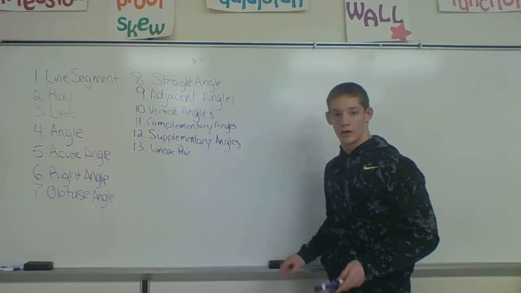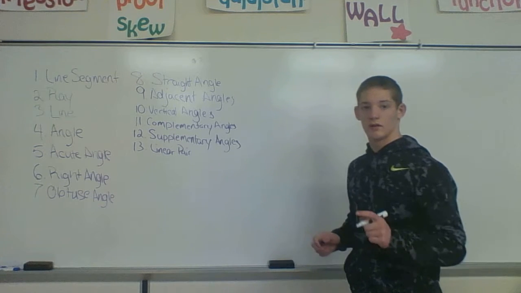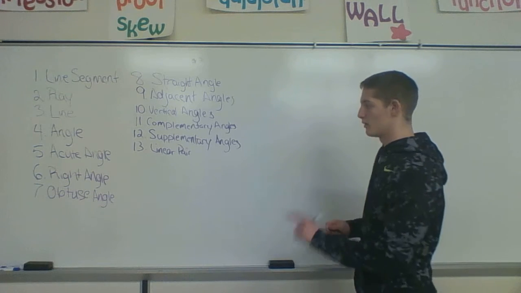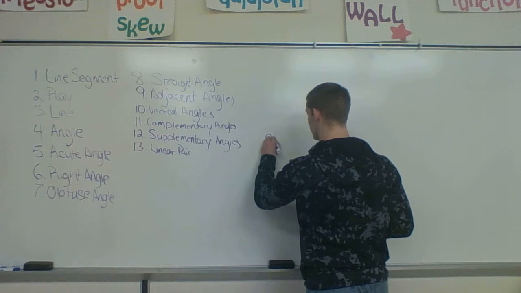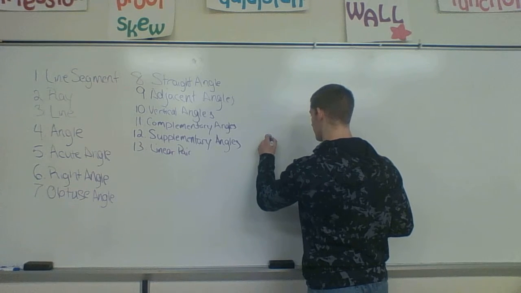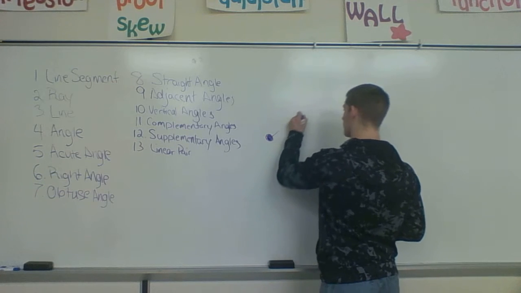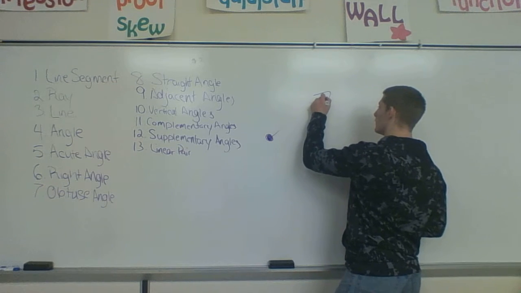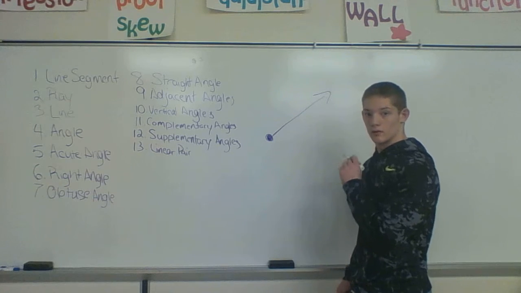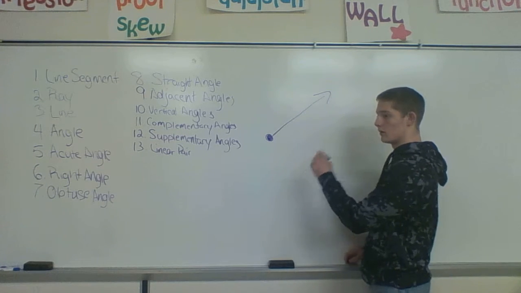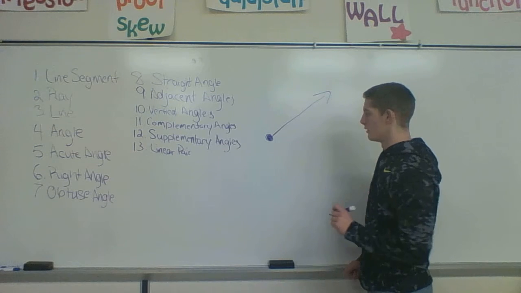Next, we have a ray. So this is a line that only goes in one direction because one end has an endpoint. This is a ray. It's a line that starts at an endpoint.